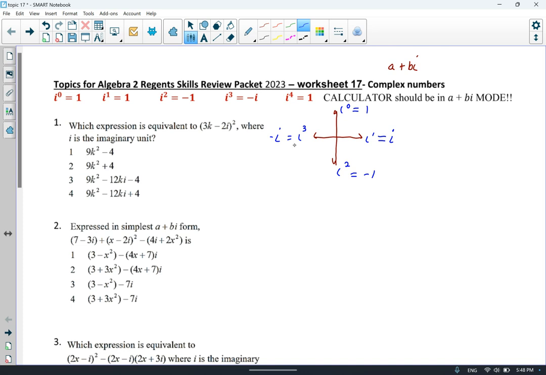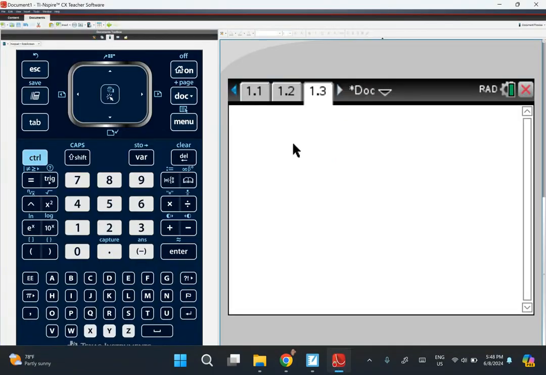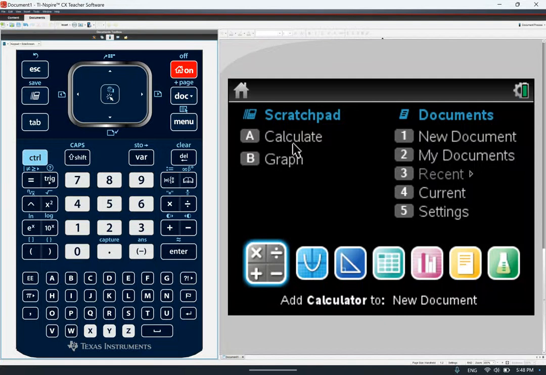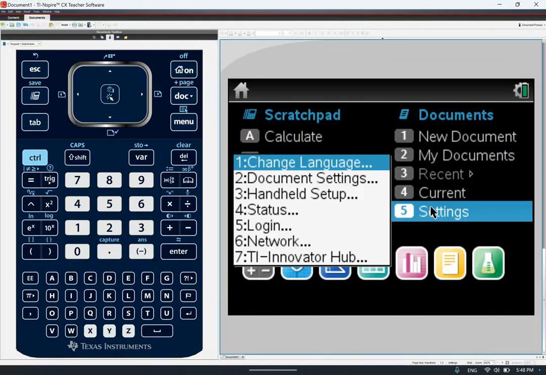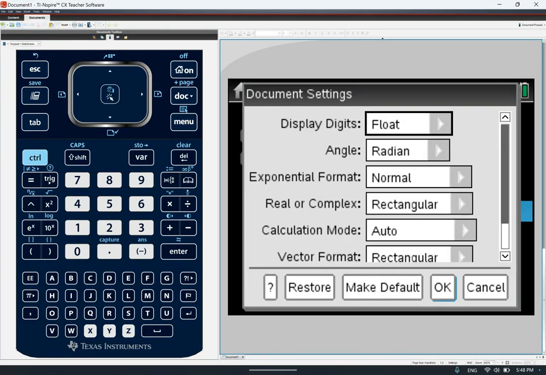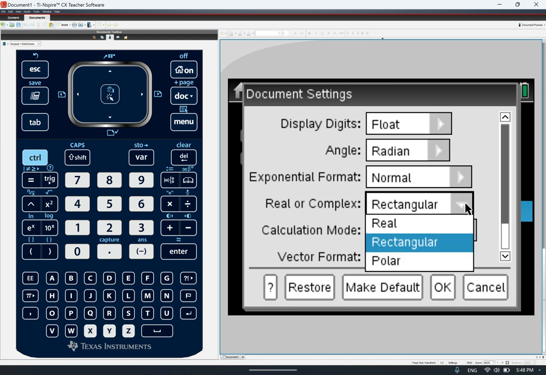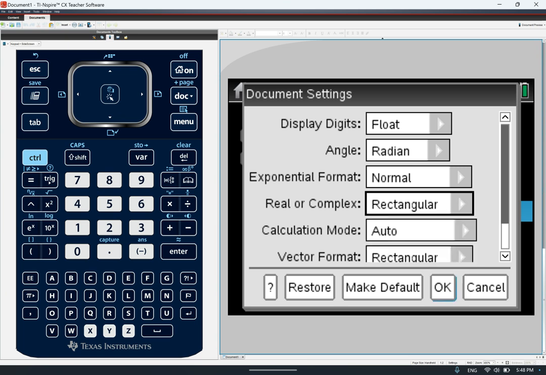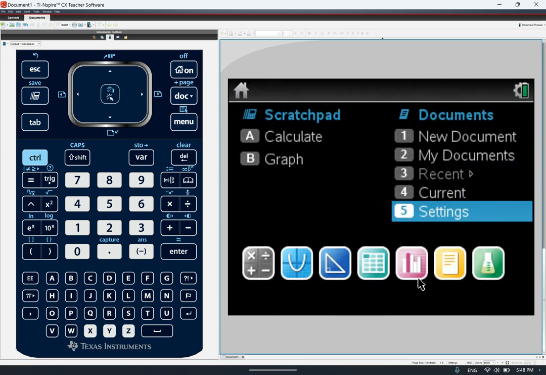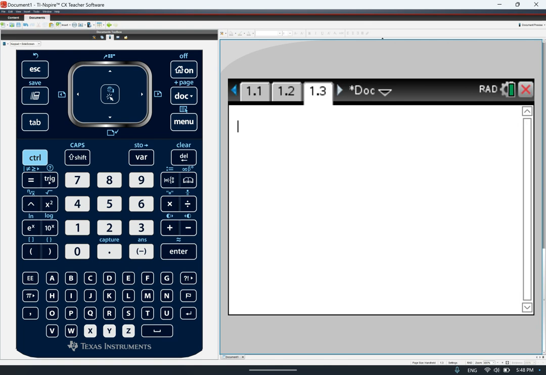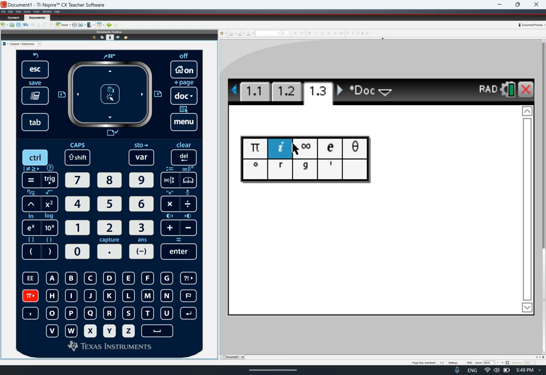However, if you set your calculator properly, you can actually get that information. So if you go home and you go to settings and document settings, make sure that that fourth item, real or complex number, is set to rectangular like it is here and hit OK. And so let me go into the current document and show you how you can type in I into your calculator. You would go to the row HIJK and go to the left to the pi.